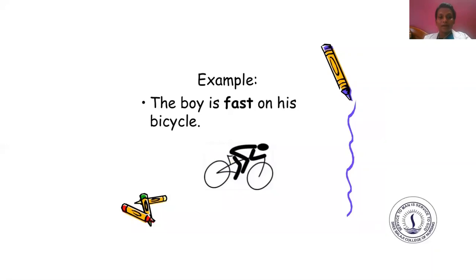The boy is fast on his bicycle. Here you are describing the boy and you are saying he is fast on his bicycle. You are not comparing him with any other person. So this is positive degree. Fast is an adjective and it is an example of positive degree comparison.